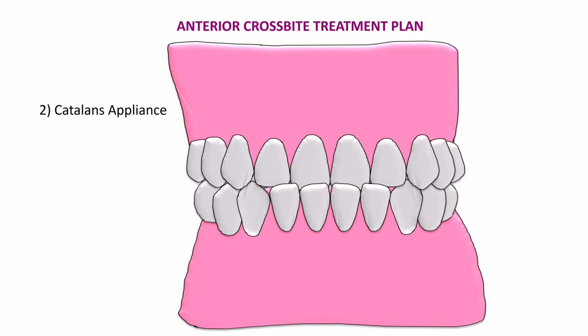For segmental anterior crossbite, Catlan's appliance is used. Catlan's appliance is fabricated using acrylic or cast metal. It has 45-degree angulation. It causes forward movement of maxillary anterior teeth.